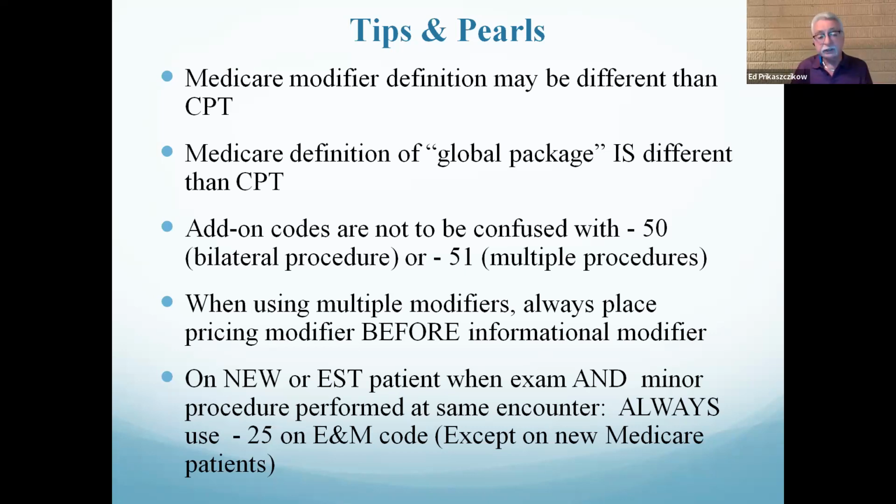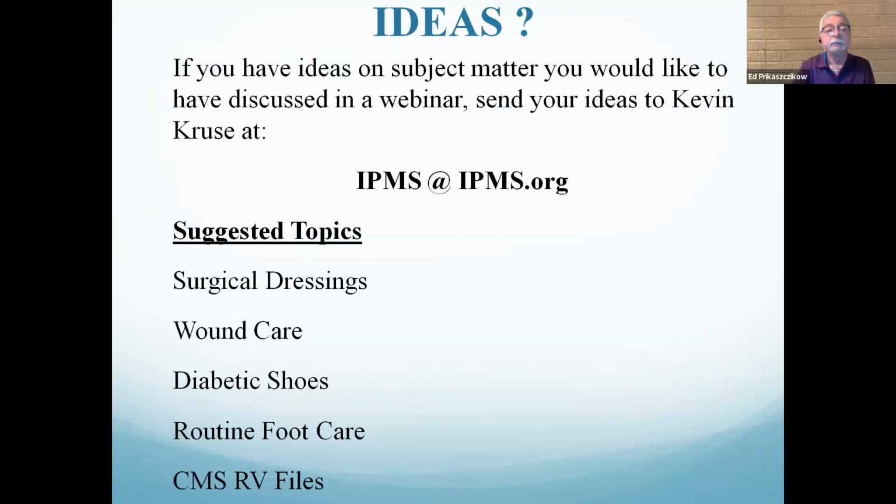If it's a new patient and you do an E&M and a procedure, technically speaking, you do not need the 25 modifier on that new patient E&M code. Now, an established patient, yes, with Medicare, but not on the new patient. New patient with private payers, you bet you want to use the 25 modifier. Now, if you use the 25 modifier on a new Medicare patient, it's okay. They'll still pay it. My point is you don't have to from a technical standpoint.